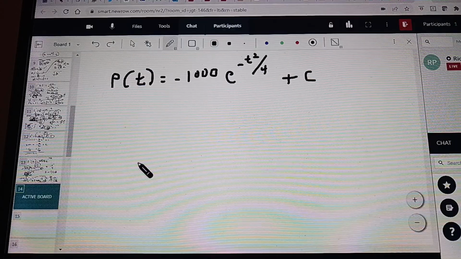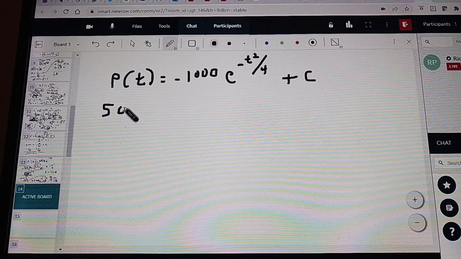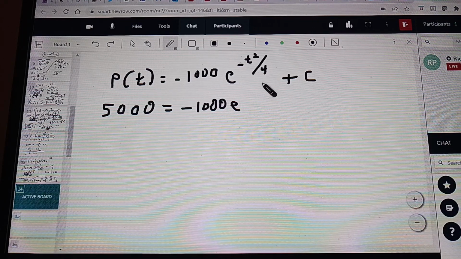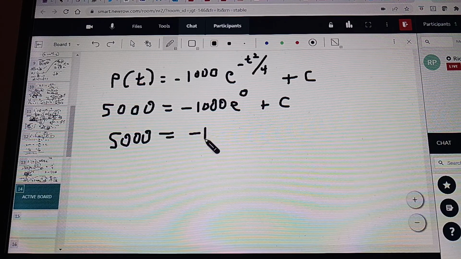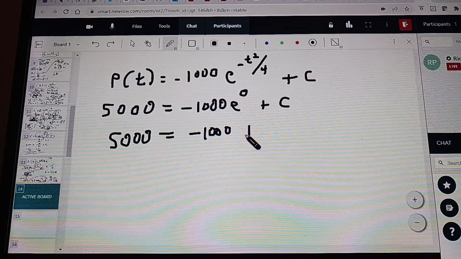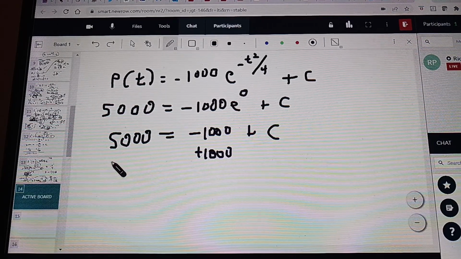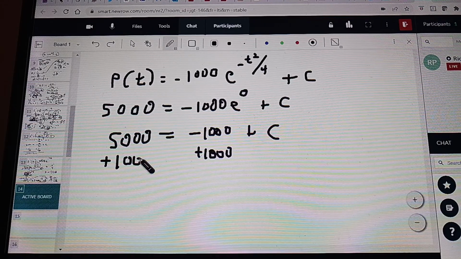So that's still the same as the first time I did it. The population is 5,000 when t is 0. 0 is nice because 0 squared is 0. Negative 0 is the same thing as 0. 0 divided by 4 is 0. So then e to the 0 equals 1. And negative 1,000 times 1 is negative 1,000. So add 1,000. And the constant would be 6,000.